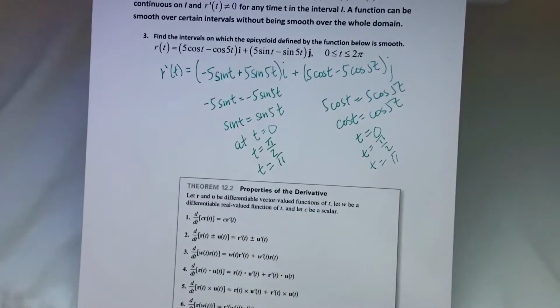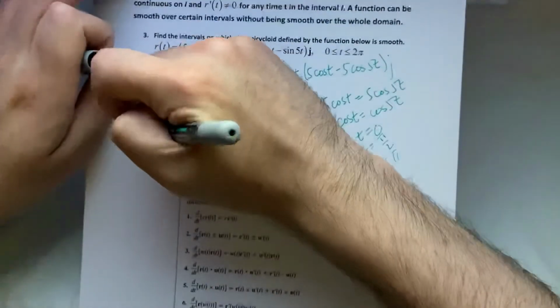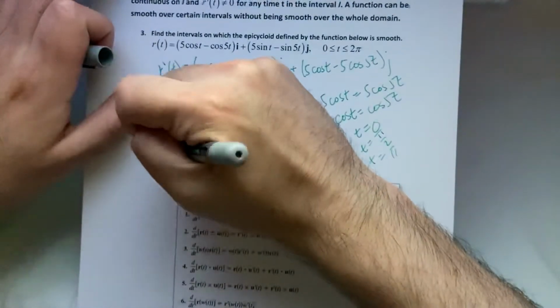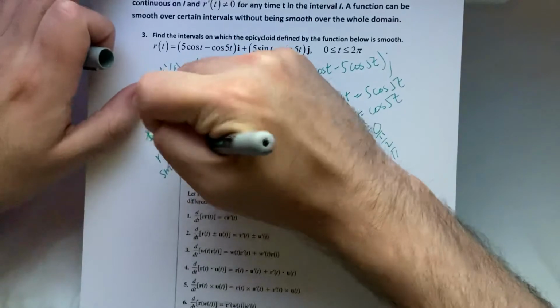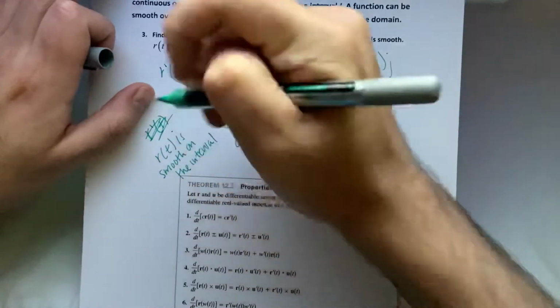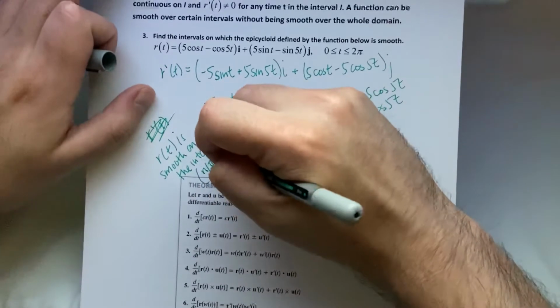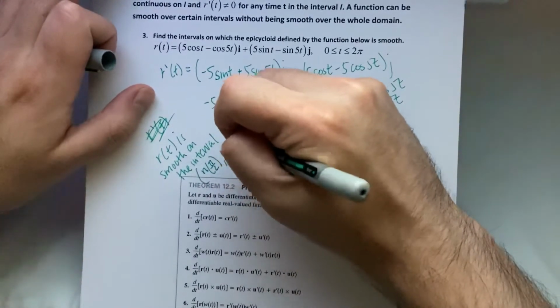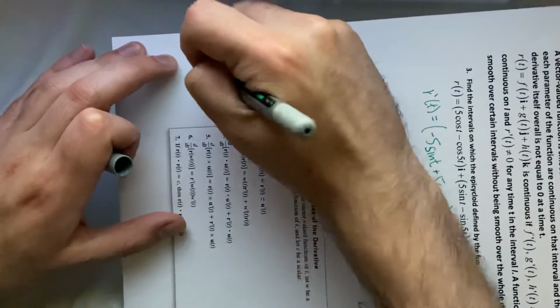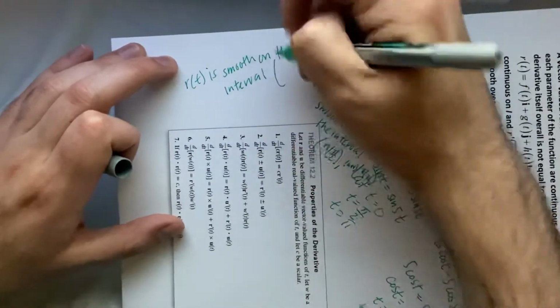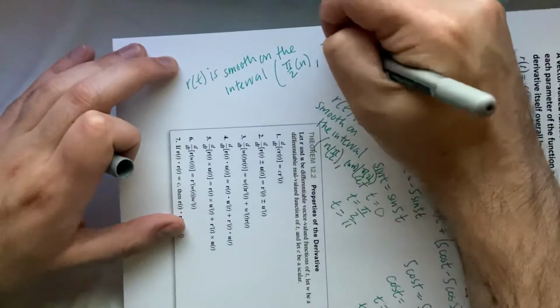So how do we represent that? I would probably call it this: r prime of t, or r of t, is smooth on the interval n times pi over 2 through n plus 1 times pi over 2. I know this is messy. Let me turn this sideways and rewrite this. Pi over 2 times n through pi over 2 times n plus 1.